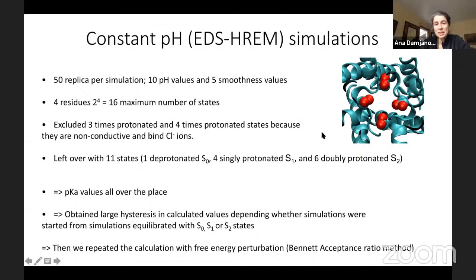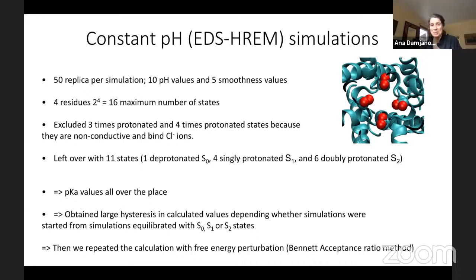Because the 3 times protonated and 4 times protonated are non-conductive, we excluded them from the simulation to reduce the number of states, because these simulations are really huge. So we included 1 deprotonated state, and then there are 4 singly protonated, where each one of the 4 glue residues can be protonated. And there are 6 different combinations for doubly protonated. So that's a total of 11 states. These were really, really huge simulations. And then when we got the pK values, they were all over the place.